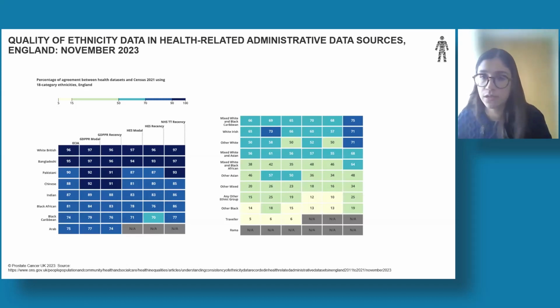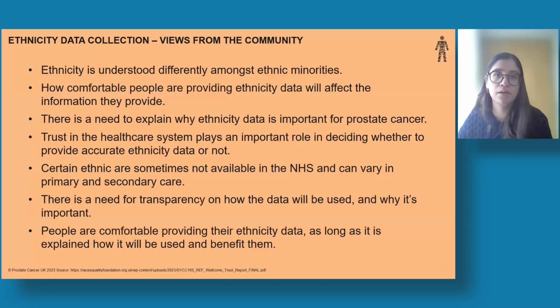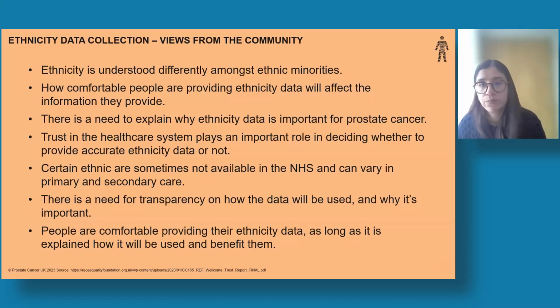In order to improve this, we need to improve the way in which we collect data, both in primary and secondary care. There was a Race Equality Foundation report that looked at the views of the community when it comes to data collection, and also the views of healthcare professionals, and they have some really good findings. Ethnicity is understood differently between different ethnic groups, and people will only be comfortable providing their ethnicity data if they know how this will affect them, and how the information they provide will be used.